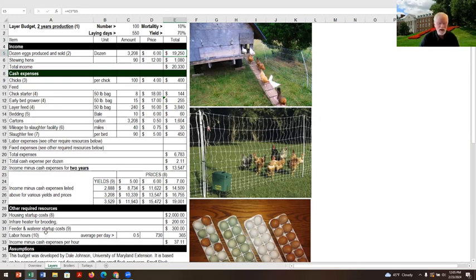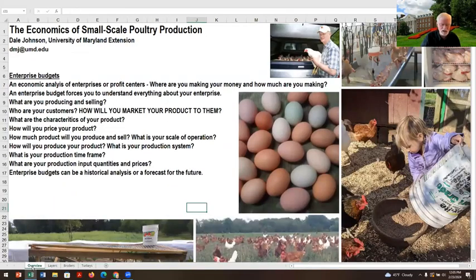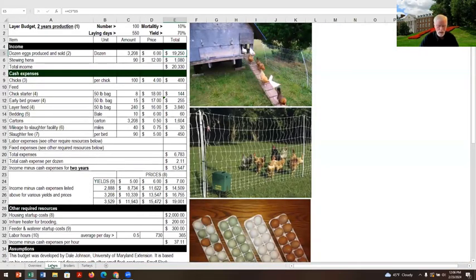So the first thing, if you look at the bottom of this spreadsheet, here's the overview that I just went over. Now I've got layers, broilers, and turkeys, and we're going to begin with the layer budget today. In enterprise budgeting, the first thing you do is identify your enterprise, and in this case, it's layers. I'm going to grow layer chickens, egg chickens.